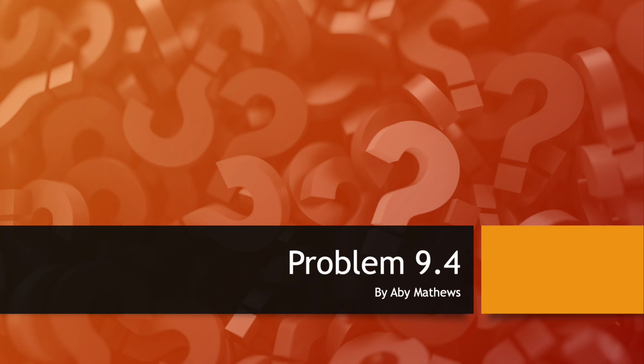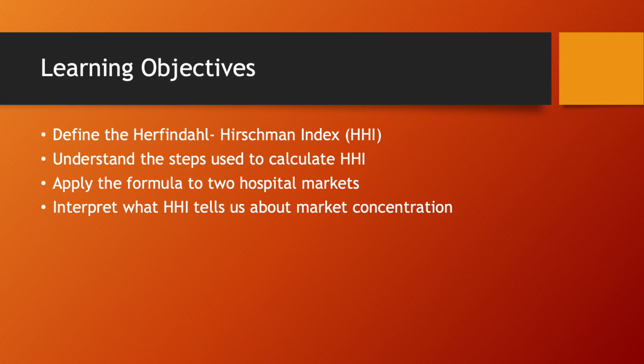I'll be explaining problem 9.4 from our textbook, The Economics of Health and Medical Care. So the four objectives that we want to go over are defining what the Herfindahl-Hirschman index is, understanding the steps to calculate the Herfindahl-Hirschman index, applying the formula to both the two hospital markets, and interpreting what it tells us about market concentration.